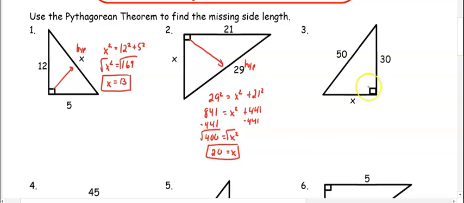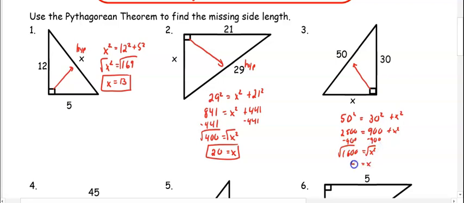In number three, across from the right angle is our hypotenuse of 50. So 50 squared equals 30 squared plus x squared. So we get 2,500 equals 900 plus x squared. We can subtract 900 from both sides. 1,600 equals x squared. When we take our square root, x is 40.